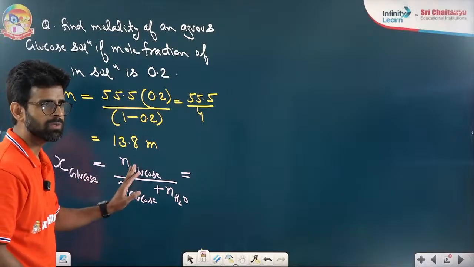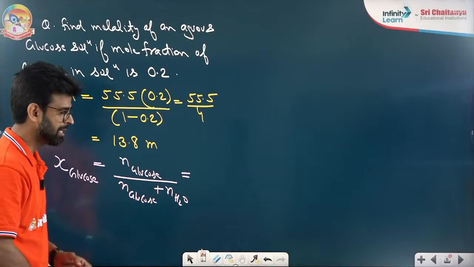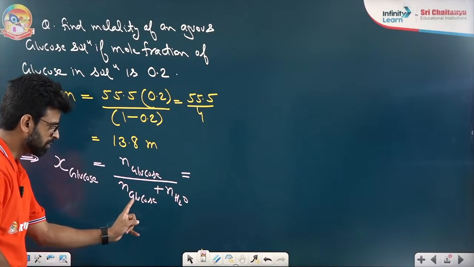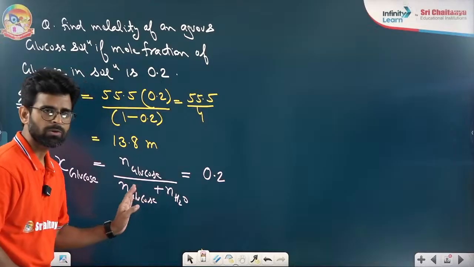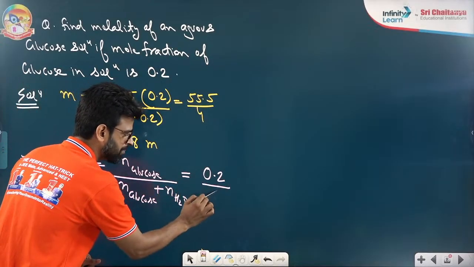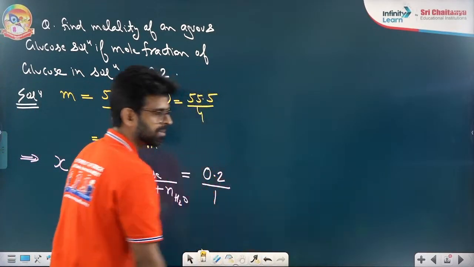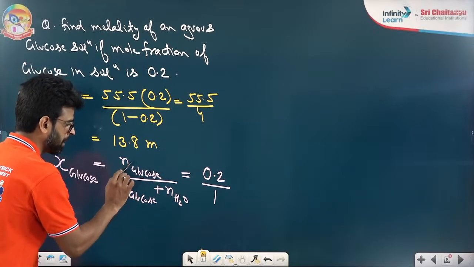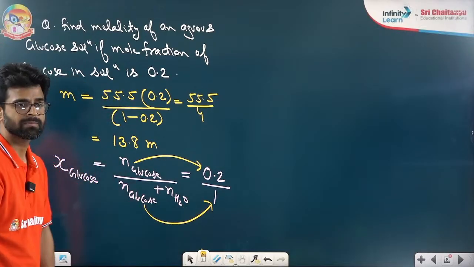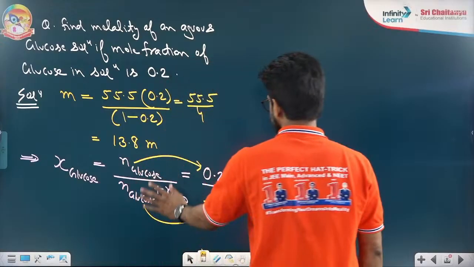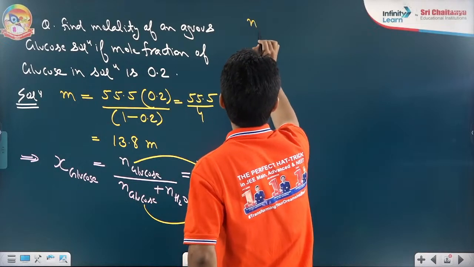If you know the shortcut, then there is no need of doing this. You directly go by that one. I am telling you how it comes. Moles of glucose divided by moles of glucose plus moles of water is given as 0.2. I can say 0.2 by 1. Now we equate the numerator to numerator and denominator to denominator. So moles of glucose is 0.2, and total moles is 1.